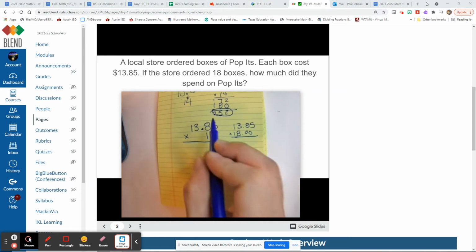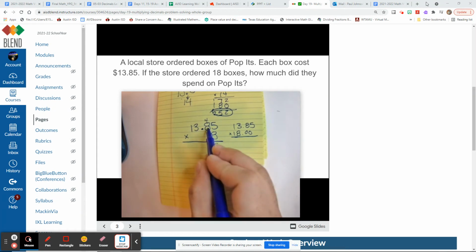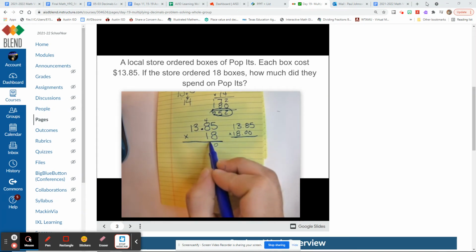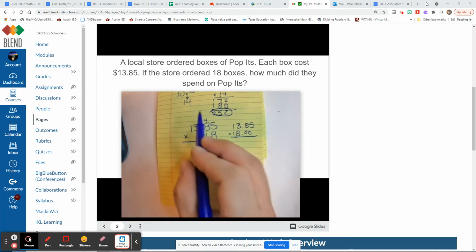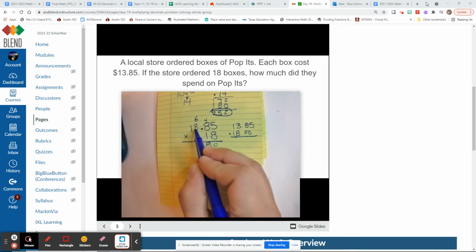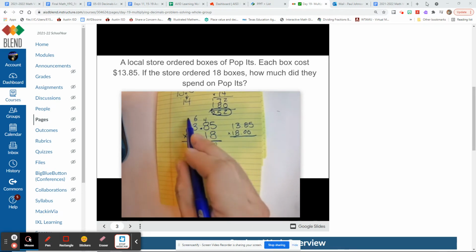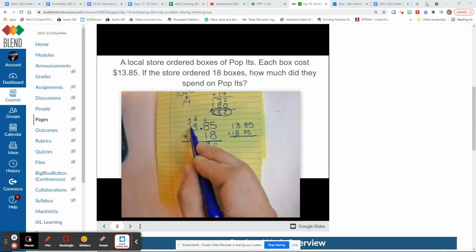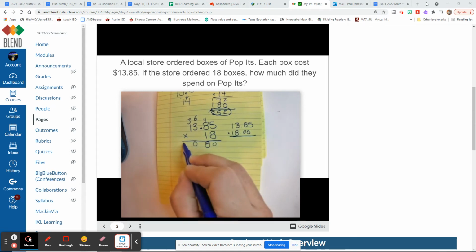8 times 5 is 40. 8 times 8 is 64, plus 4 is 68. 8 times 3 is 24, plus 6 is 30. 8 times 1 is 8, 9, 10, 11. So we already have 5 digits in our first line.